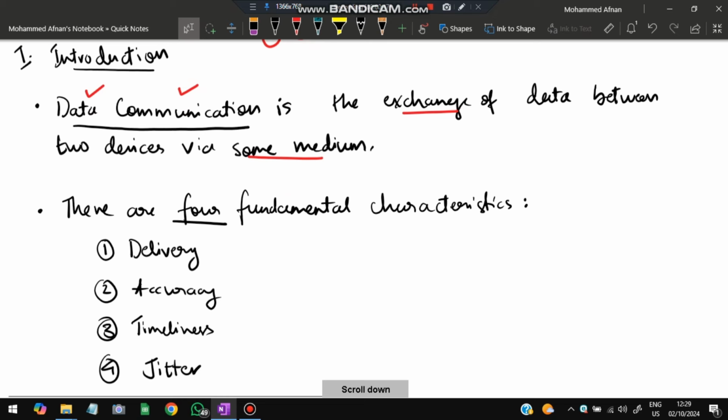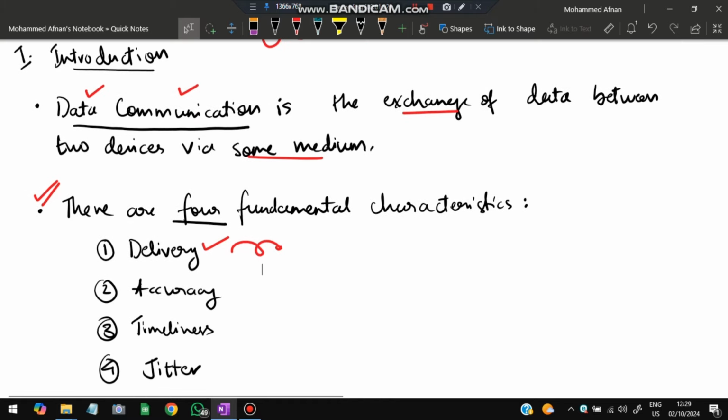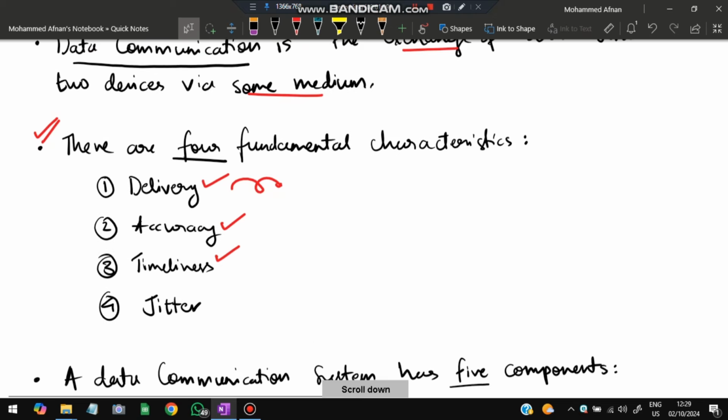Now there are 4 fundamental characteristics. Very important question from exam point of view. The first one is delivery. Delivery means whenever a communication is happening, it should ensure that the data is reaching the specified destination. That is important. Second is accuracy, meaning it should not be altered in between. Timeliness means it should arrive at the proper time. Jitter means it should arrive in proper order. So these are the 4 fundamental characteristics.